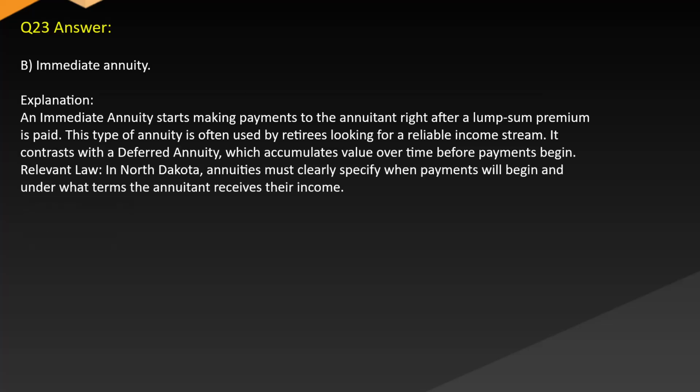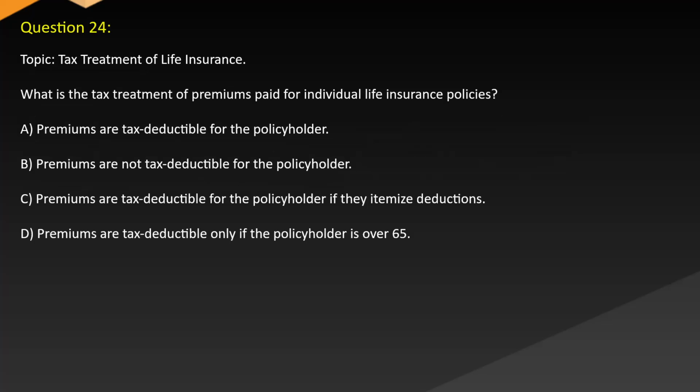Answer: B. Immediate annuity. Explanation: an immediate annuity starts making payments to the annuitant right after a lump sum premium is paid. This type of annuity is often used by retirees looking for a reliable income stream. It contrasts with a deferred annuity, which accumulates value over time before payments begin. Relevant law: in North Dakota, annuities must clearly specify when payments will begin and under what terms the annuitant receives their income.